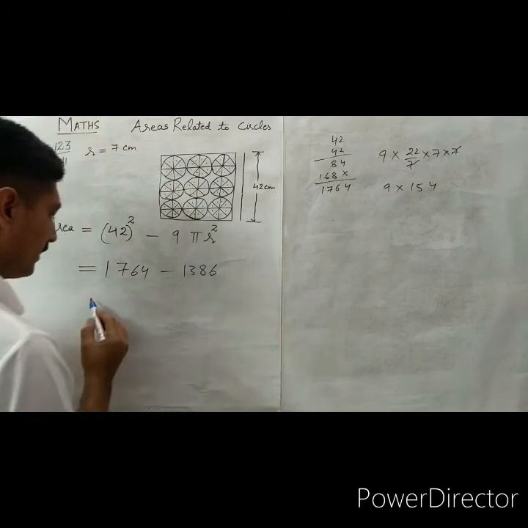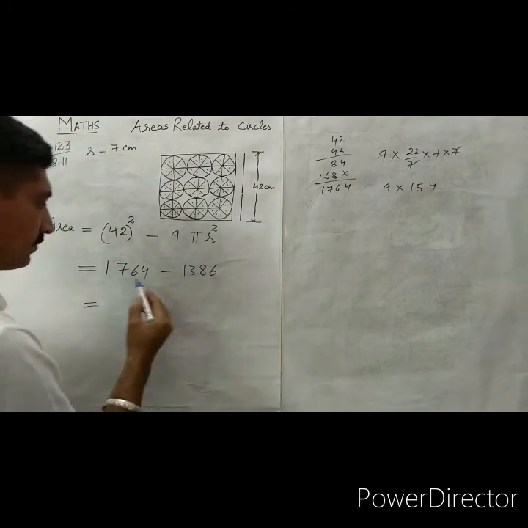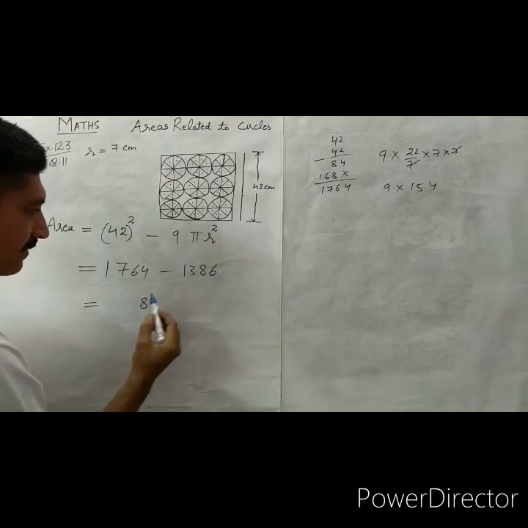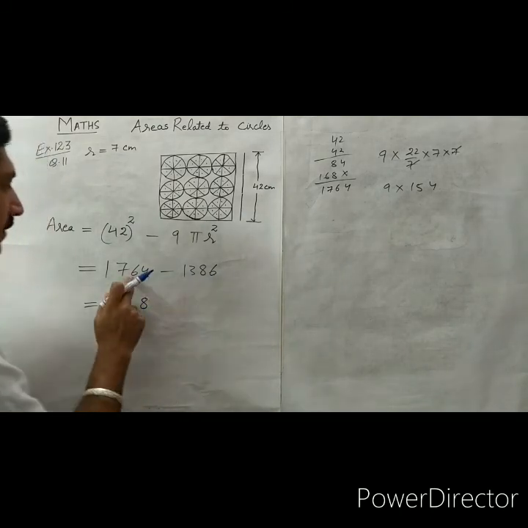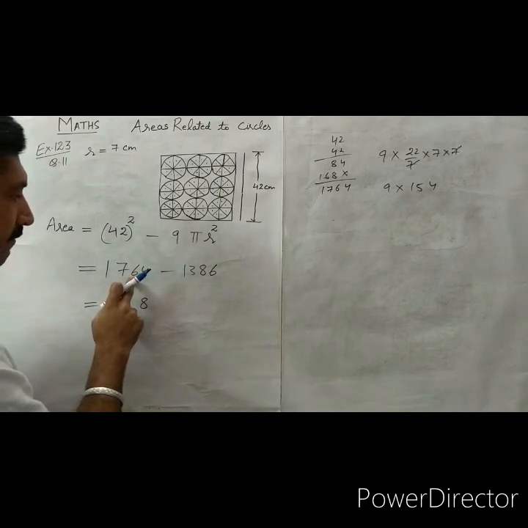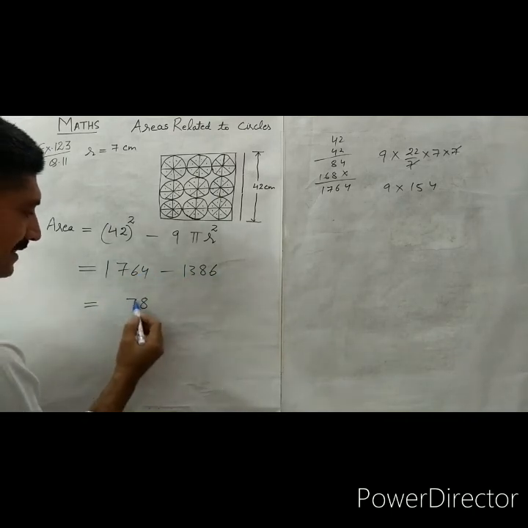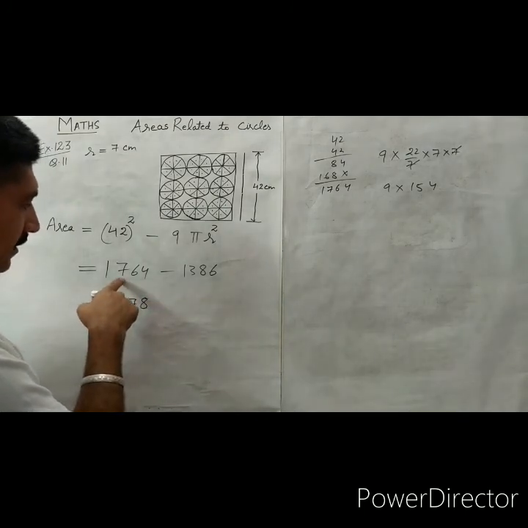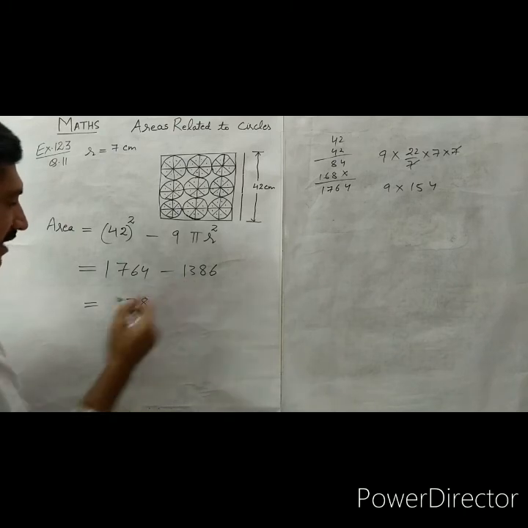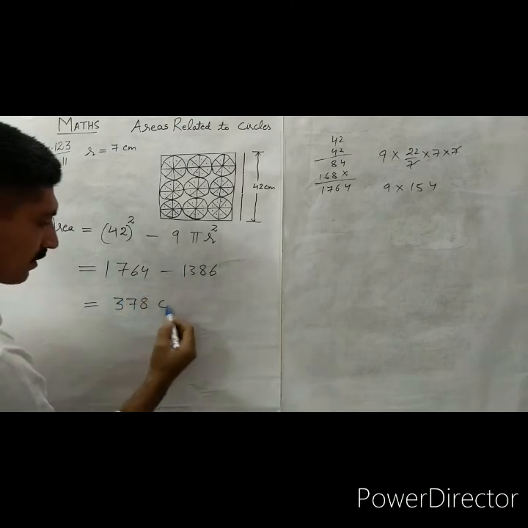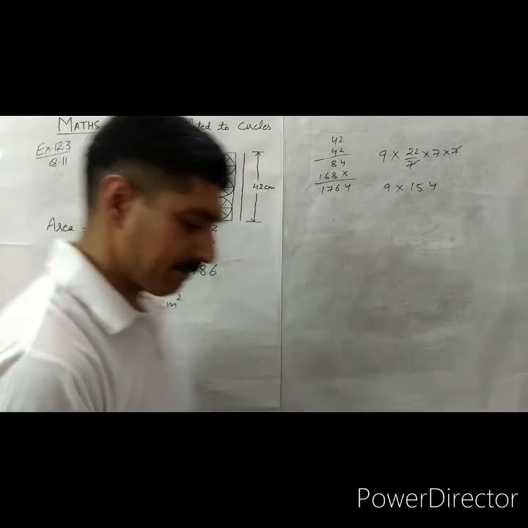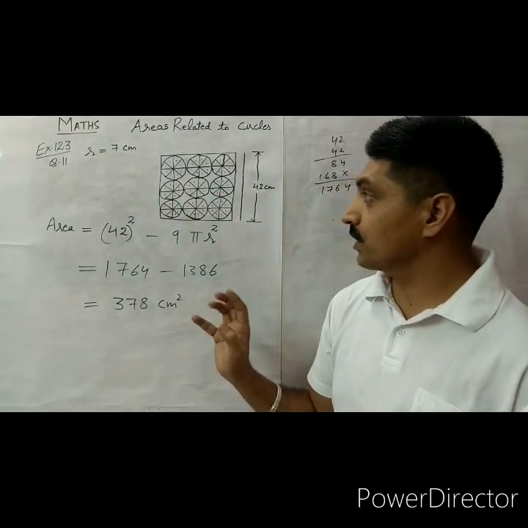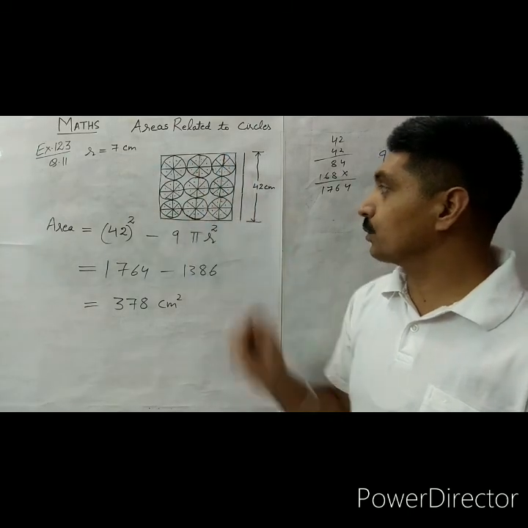So here the answer is 14 minus 6, that is 8, and here we have now 15. 15 minus 8 is 7, and again we have a carry, this is 6 here. 6 minus 3 is 3. So the final answer here is 378 centimeter square. So it's a very simple question.